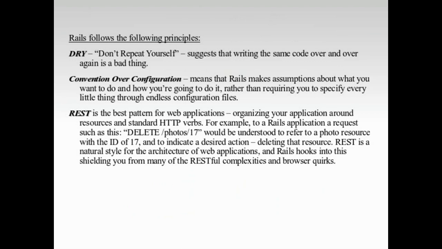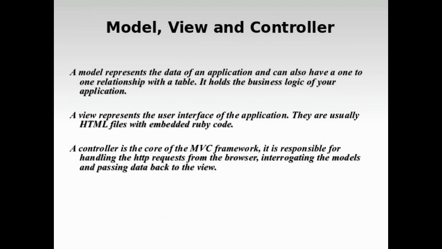Now let us see what the Model View Controller in the MVC design we saw earlier stand for. A model represents the data of an application and can also have a one-to-one relationship with the table. It holds the business logic of your application. In the case of Rails, models are primarily used for managing the rules of interaction with the corresponding database table. In most cases, each table in your database will correspond to one model in your application. The bulk of your application's business logic will be concentrated in the models.